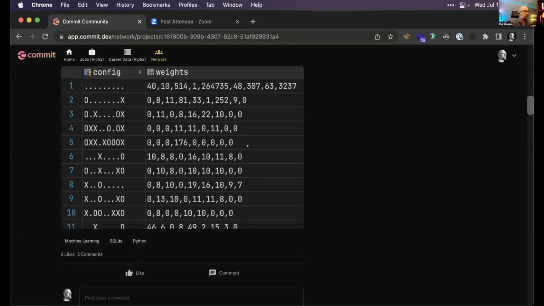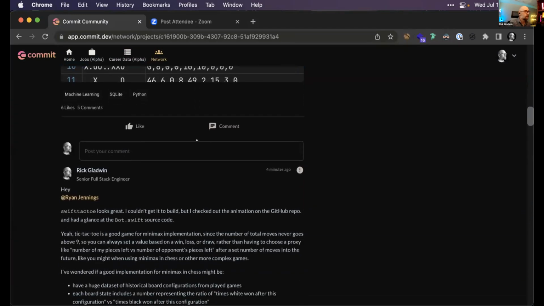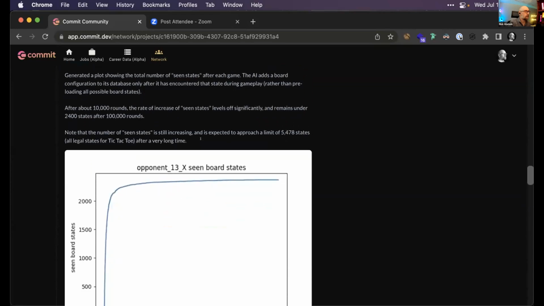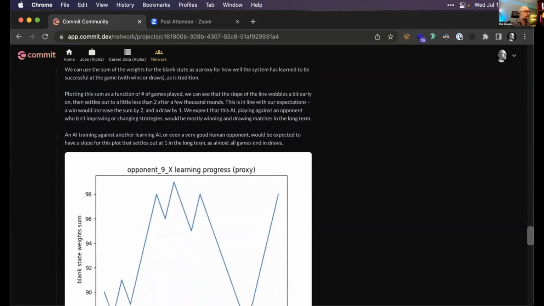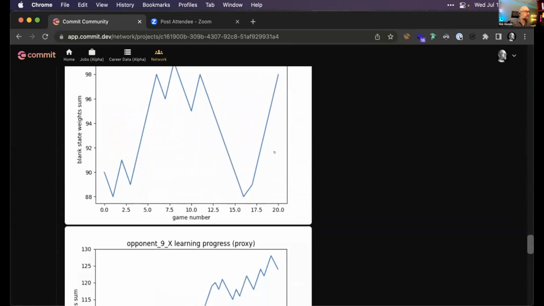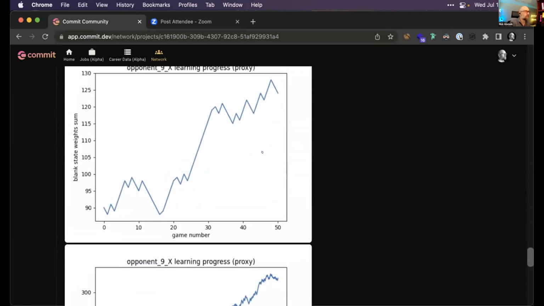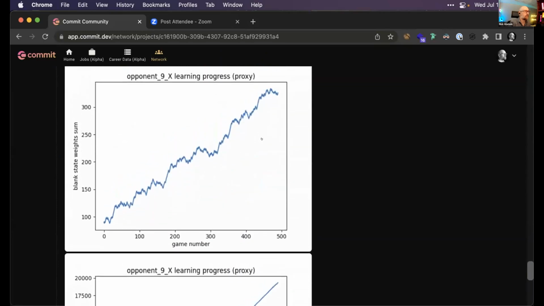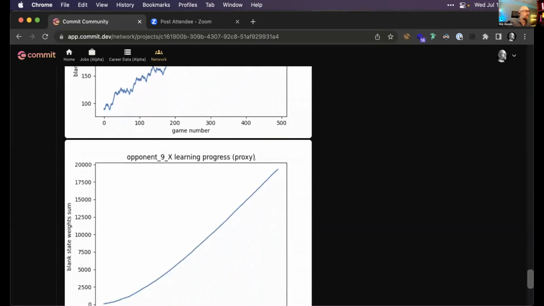So it would only ever have 5,400 records in the database. And if we use a proxy to look at how well it has learned to play the game, you can see at the beginning, we've played 20 rounds in this graph. So it kind of is bouncing up and down, some wins, some losses. And then up to round 50, it's starting to really catch on and figure itself out. Here up to 500 rounds, it's mostly trending upwards. Still some losses, still some draws, but it's rising and rising.